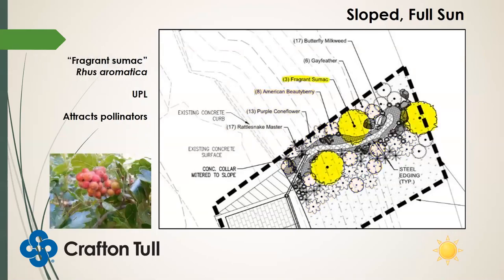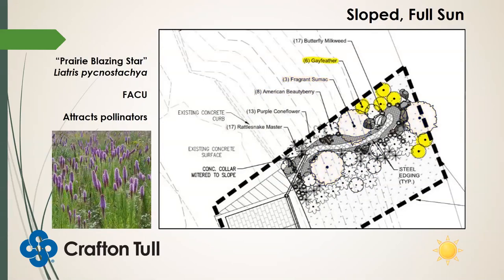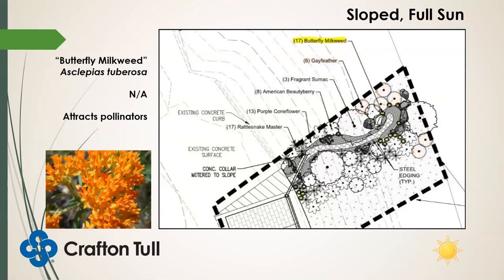Fragrant sumac, another great pollinator plant, produces these really pretty fuzzy red clusters of berries. Gay feather, also known as prairie blazing star, very beautiful purple flower. And butterfly milkweed, attracts pollinators and is essential for monarch butterflies and many other butterfly species.